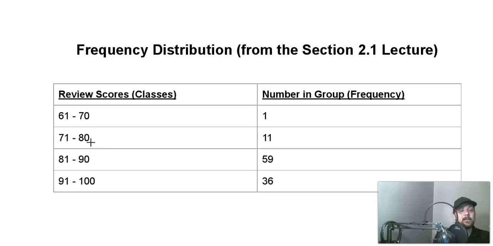The safest choice to make here for estimating the data values in this class is to use the midpoint. That's exactly in the middle between these two numbers. And that way it minimizes the potential error, right? And so the midpoints here were 65.5, 75.5, 85.5, and 95.5.